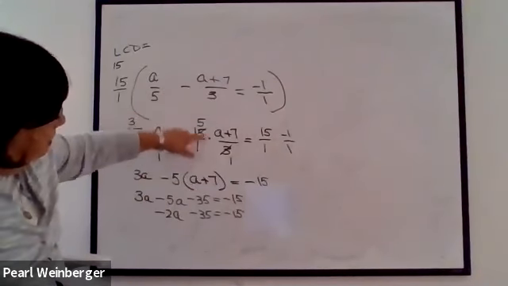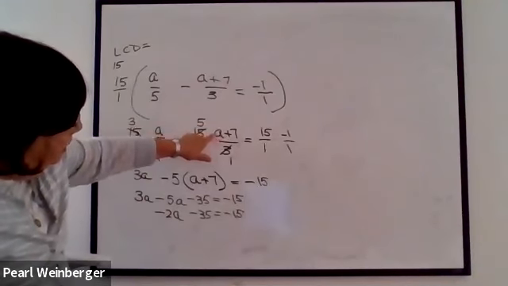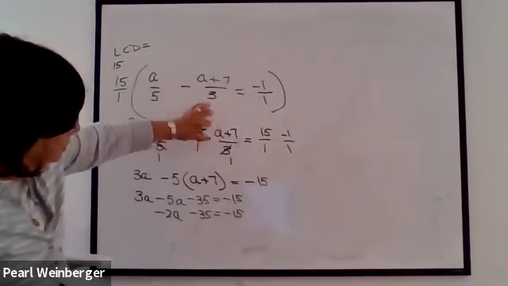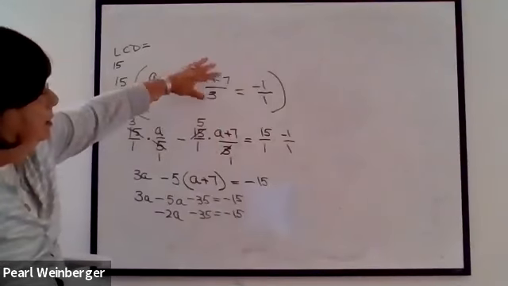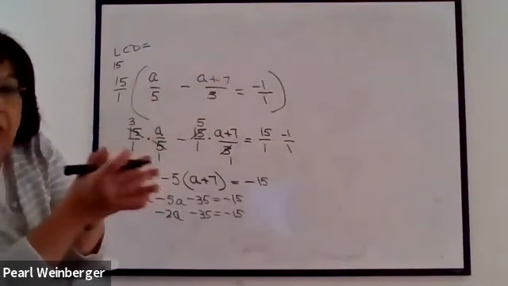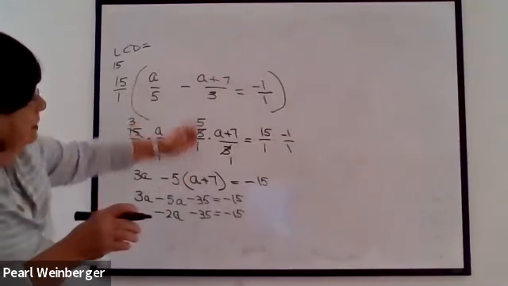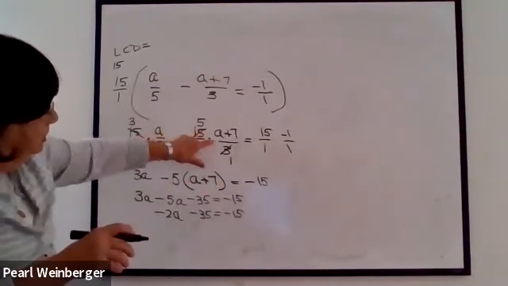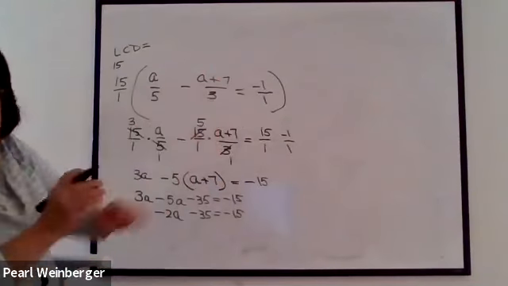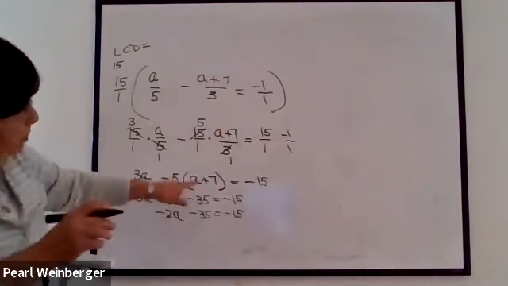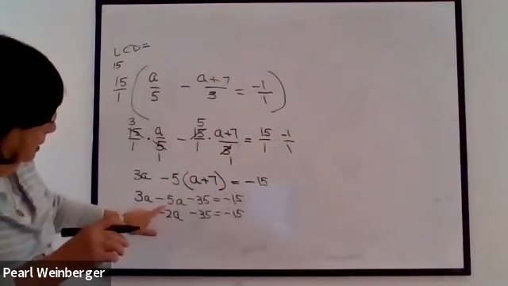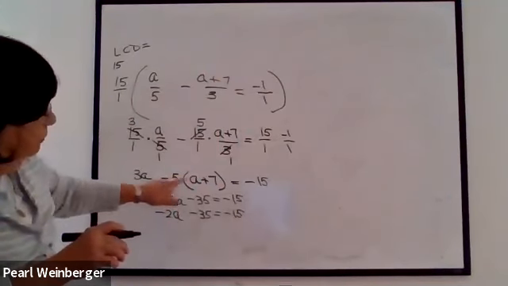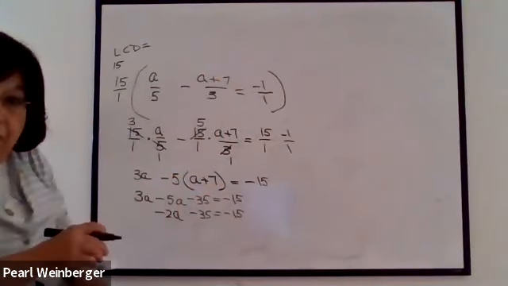Remember, this negative 5 is times the whole a plus 7. That's why I had to put it in. When you have something in a numerator, it's as if it's in parentheses. I had to write the parentheses in because it wasn't just the negative 5 times the a, it's times the whole a plus 7. So I had to multiply the negative 5 by the a to get the negative 5a, and the negative 5 times the 7 to get the negative 35.